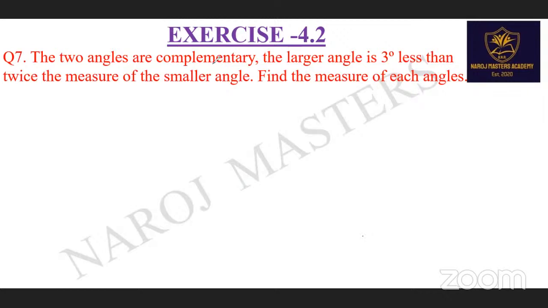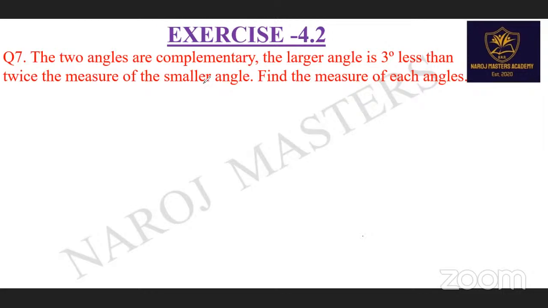Two angles are complementary. Previously you got one question that was supplementary. Supplementary means the sum of angles is equal to 180. Here, complementary means the sum of angles is equal to 90 degrees. The larger angle is 3 less than twice the measure of the smaller angle. Find the measure of each angle.